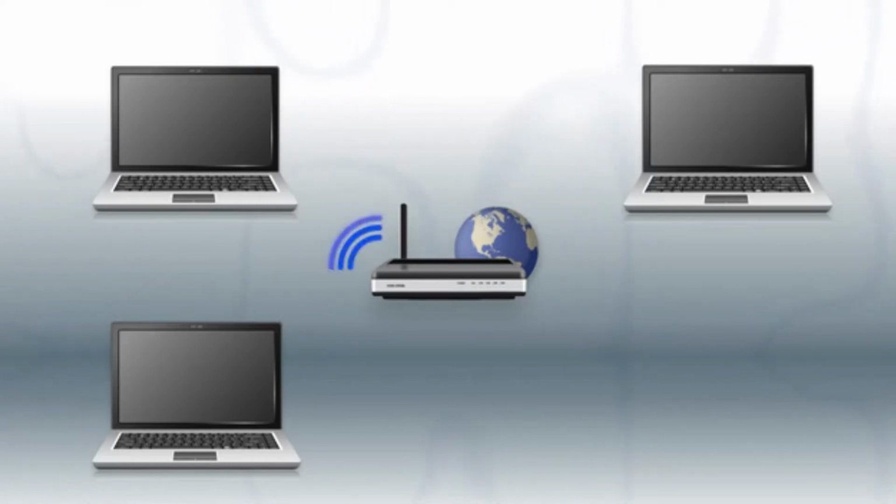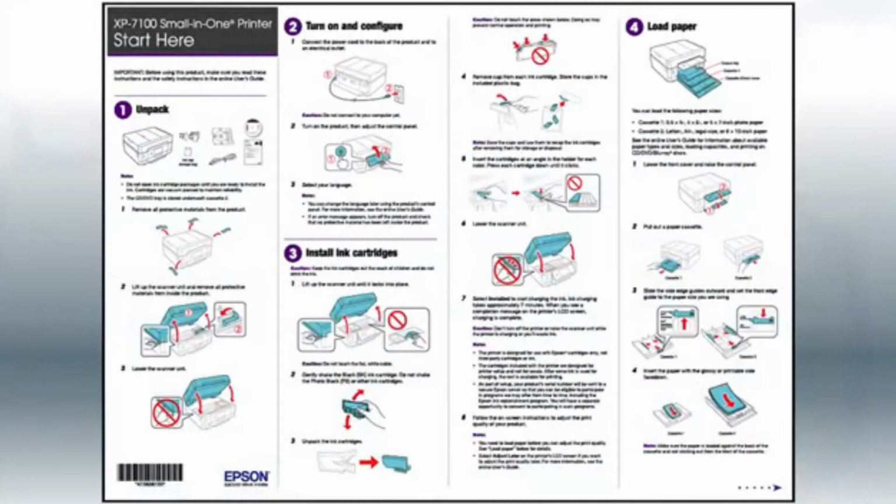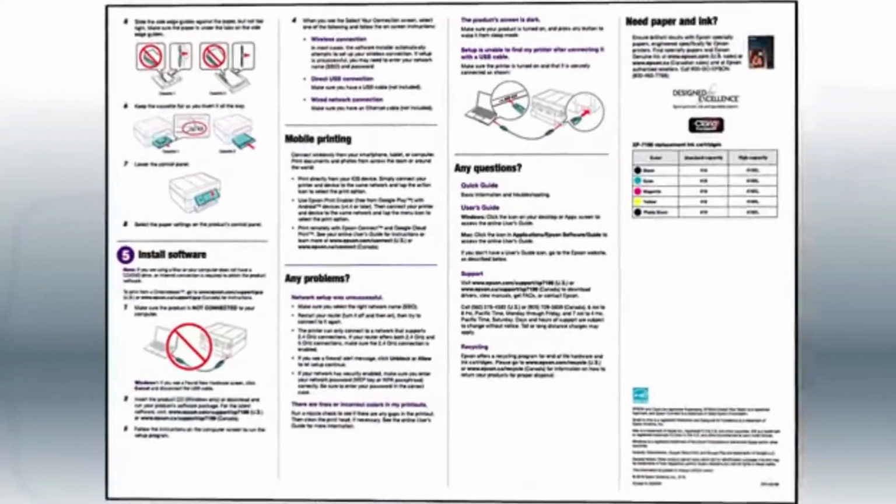Now let's set up your Epson printer and add it to your network. When you're done, you'll be able to print wirelessly from your computer. You can add the ability to print from another computer later on. Follow the steps on the Start Here sheet. The Start Here sheet shows you how to physically set up your printer.